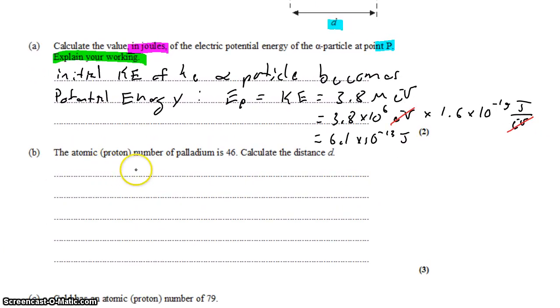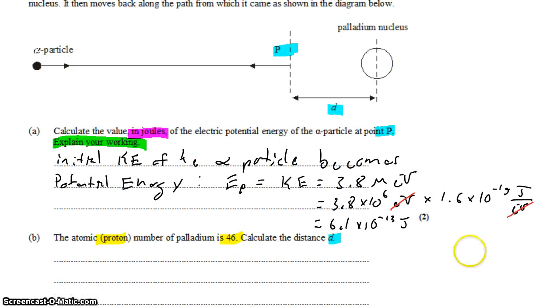Part B says the atomic number of palladium is 46, and it gives us a hint there. It tells us it means there are 46 protons in palladium. And I want to calculate that distance d, the distance of closest approach. This one right here.